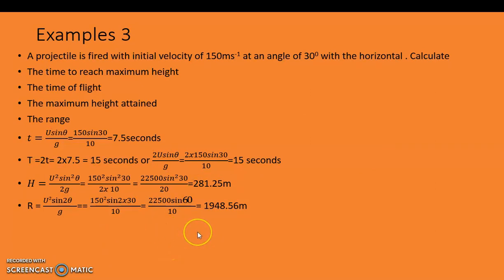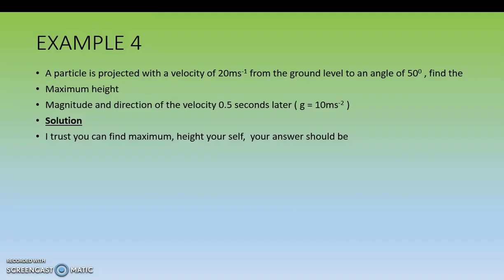Okay, so let us check the last question for this class. A particle is projected with a velocity of 20 meters per second from the ground level at an angle of 50. Find the maximum height. And then find the magnitude and direction of the velocity 0.5 seconds later. If you do it very well, you should get the maximum height yourself. Please try it. You can pause the video to try, and I'm sure when you do it very well. Okay, I will give the solution to the last question in my next video. Thank you very much.